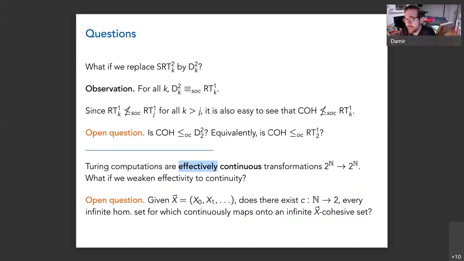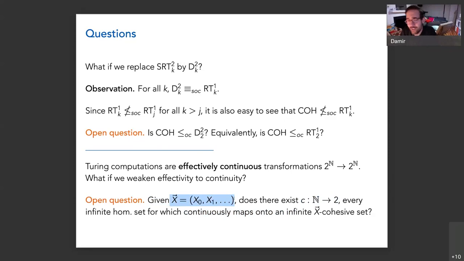So you could ask, for every instance of CO, which is one of these kinds of families, does there exist an instance of RT12, some two coloring of the natural numbers of arbitrary complexity, such that if you give me any infinite homogeneous set for this, there's a continuous mapping? So you have some continuous mapping fixed ahead of time that takes that to a cohesive set. The continuous mapping cannot depend on C, otherwise it's trivial. But is there a uniformly continuous mapping that takes solutions to this, homogeneous sets, to cohesive sets for this?